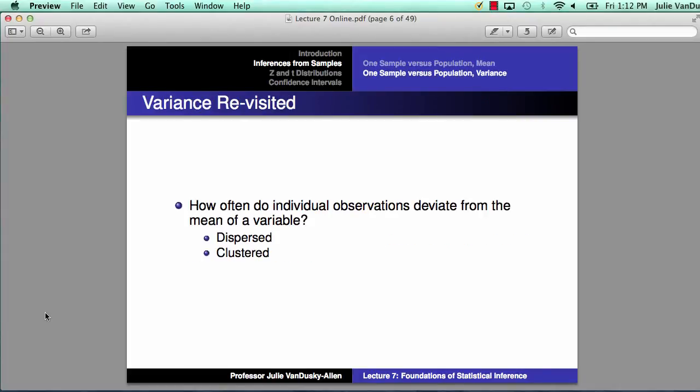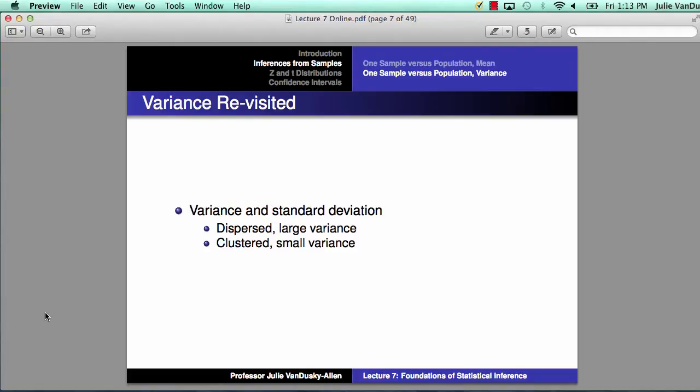The variance and standard deviation of a variable tells us how often individual observations deviate from the mean of a variable. Recall that in a dispersed distribution, most observations lie far away from the mean, while in a clustered distribution, most observations lie close to the mean. The variance and standard deviation are just mathematical measures of exactly how often observations vary from the mean. A large variance and standard deviation means observations are dispersed from the mean, while a small variance and standard deviation means observations are clustered near the mean.